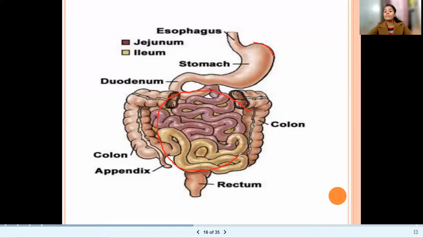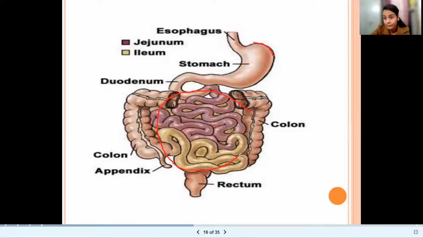But why? Because of its increased surface area. How is the surface area increased? Due to the presence of villi and microvilli. They are just like fingers, finger-like projections which are present on the inner lining of the small intestine. Is that clear?